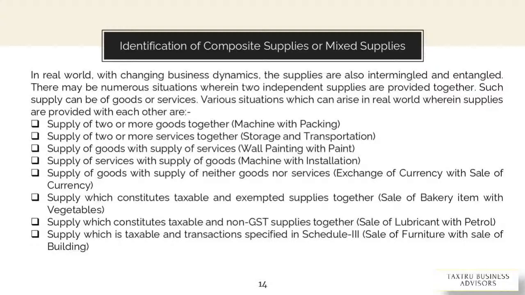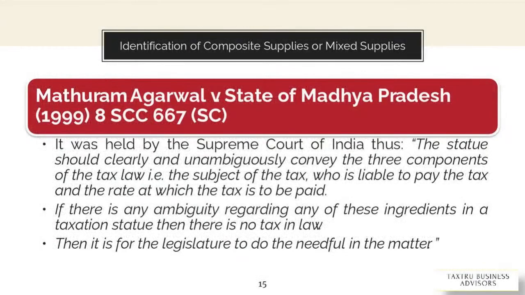So it all starts with identification of an activity, or giving a cover of supply to an activity. Then that particular activity is provided as a bundle, or are there two or three supplies given all together? Then you check whether it is a composite supply or mixed supply. Then you see whether all these activities are even included in the definition of supply or not. So these are the steps when you proceed to the classification part.